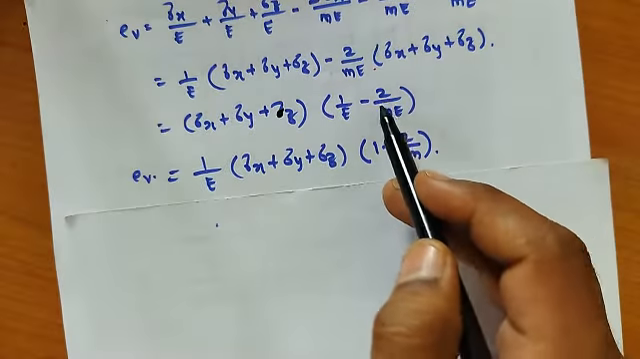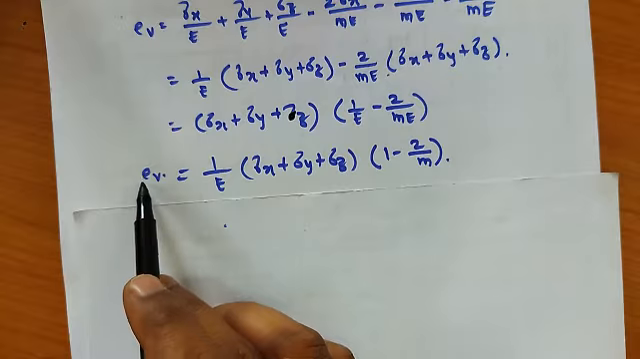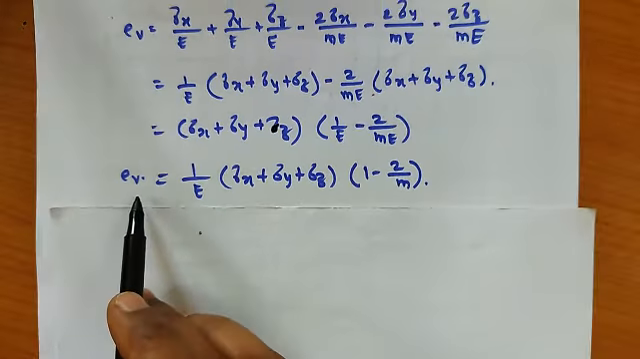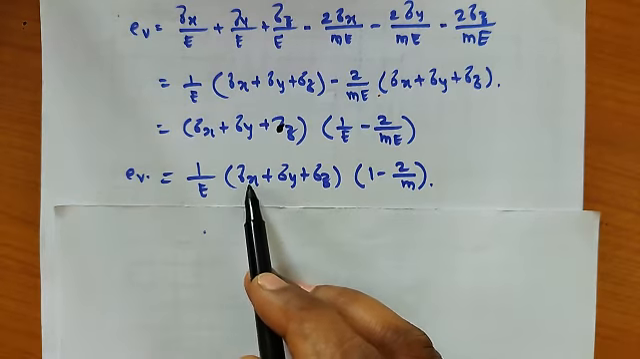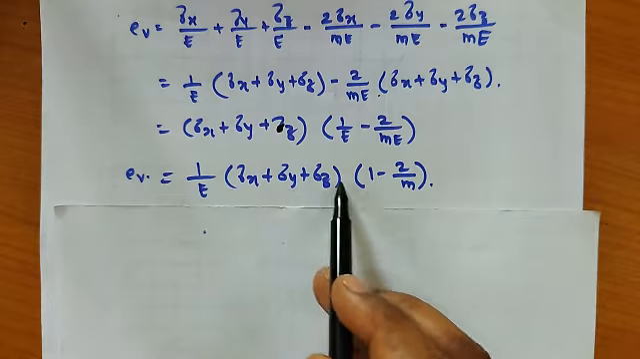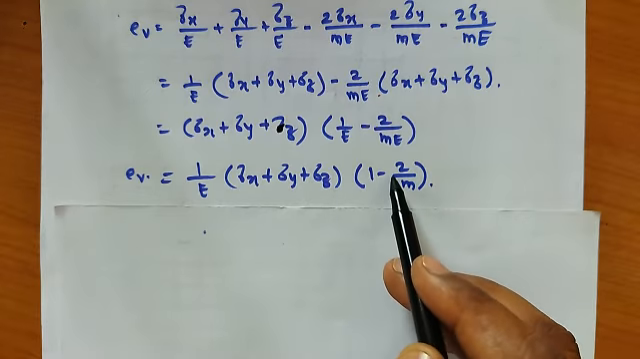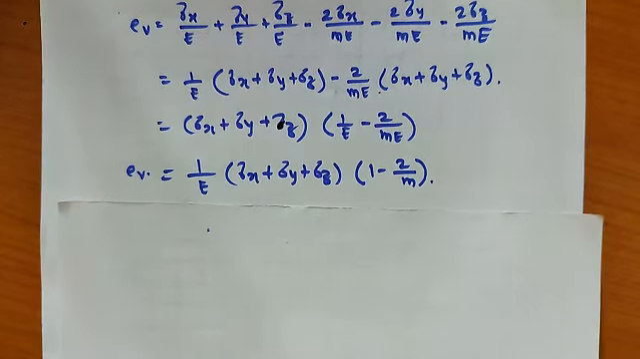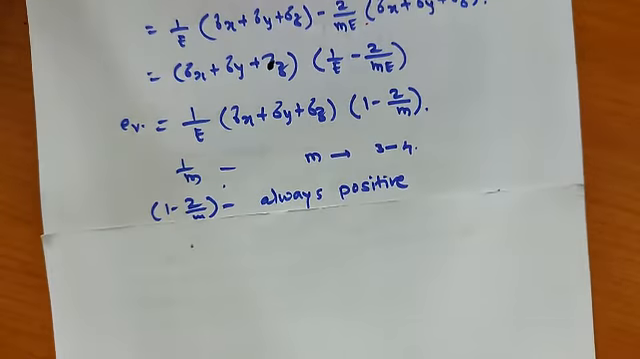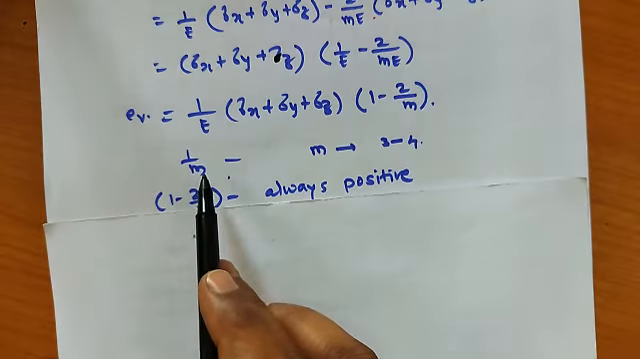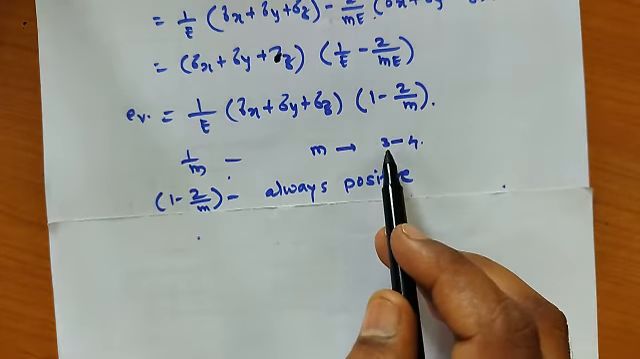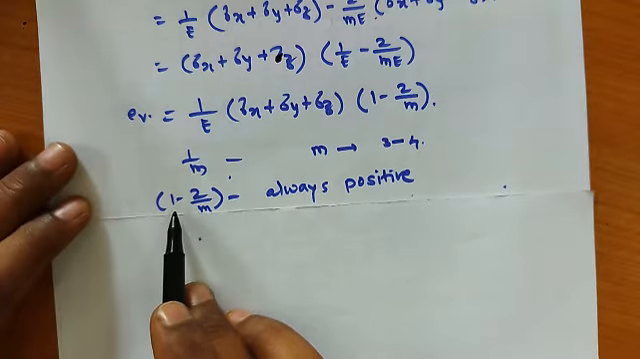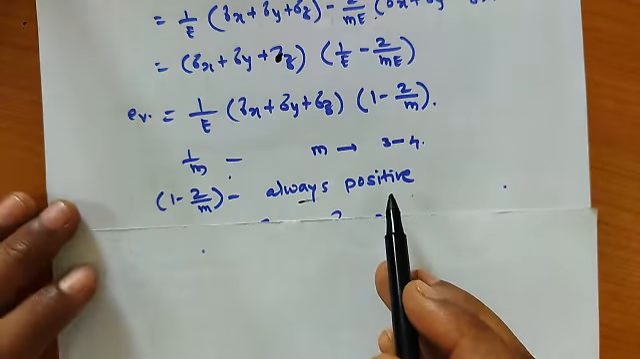From that we again take common 1 upon E, so volumetric strain EV is equal to 1 upon E in bracket sigma X plus sigma Y plus sigma Z multiplied with the bracket 1 minus 2 divided by m. Here, 1 upon m is the Poisson's ratio, and we know the value of m lies between 3 to 4. That means 1 minus 2 by m is always a positive quantity.